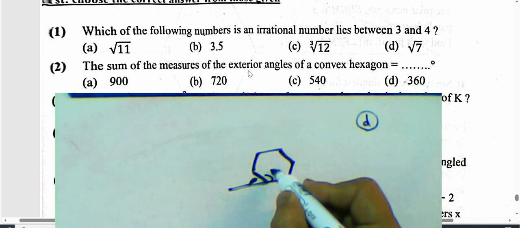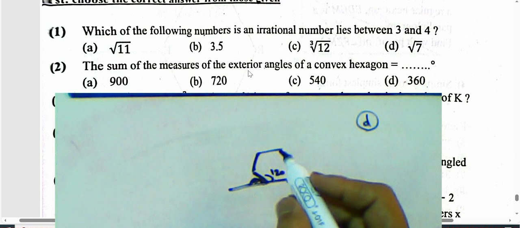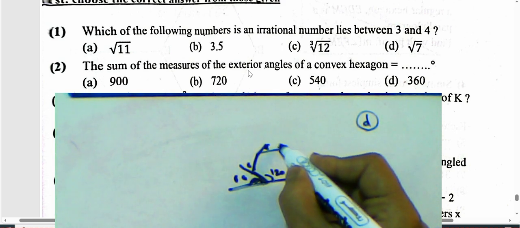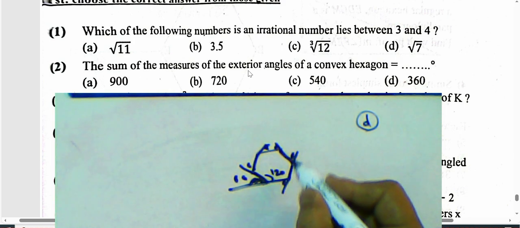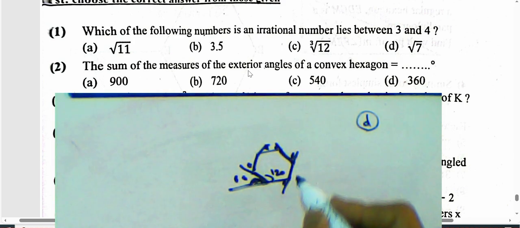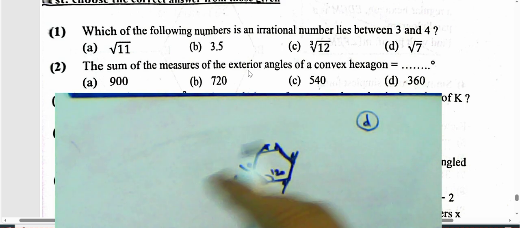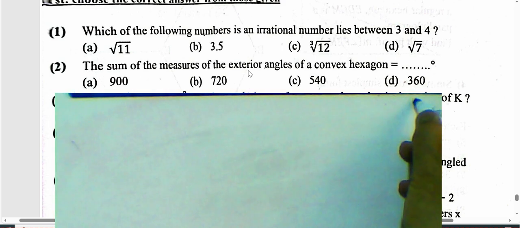The interior angle is 120. Then the exterior is 180 subtract 120 equals 60 here, and also here 60, and also here 60, and also the angle here 60, 60, and this 60. 1, 2, 3, 4, 5, 6. 6 times 60 equals 360. So its rule is the sum of exterior angles of any polygon will be 360. Okay, the answer will be letter D.